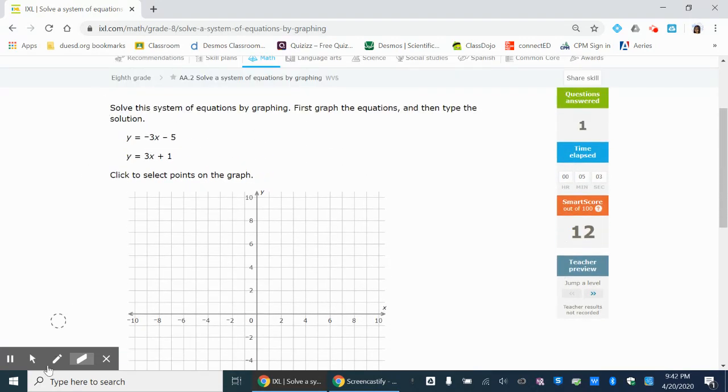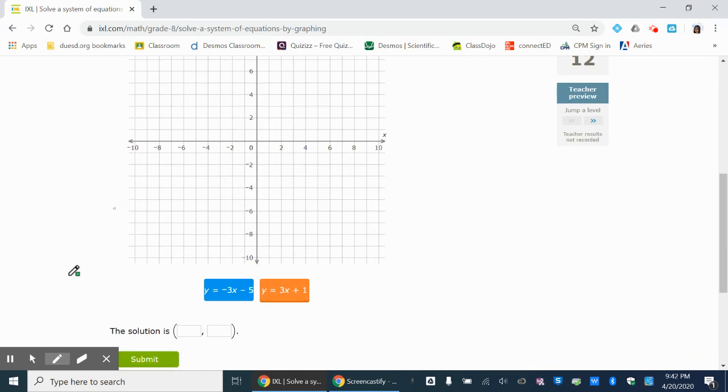Okay, so it's the same concept again. We are going to solve the system of equations by graphing. So first graph the equations and then type the solution. The first equation is y equals negative 3x minus 5. And the second equation is y equals 3x plus 1. Now I do notice that these slopes look kind of similar, except one's negative 3 and one's positive 3. So I'll get into that next.